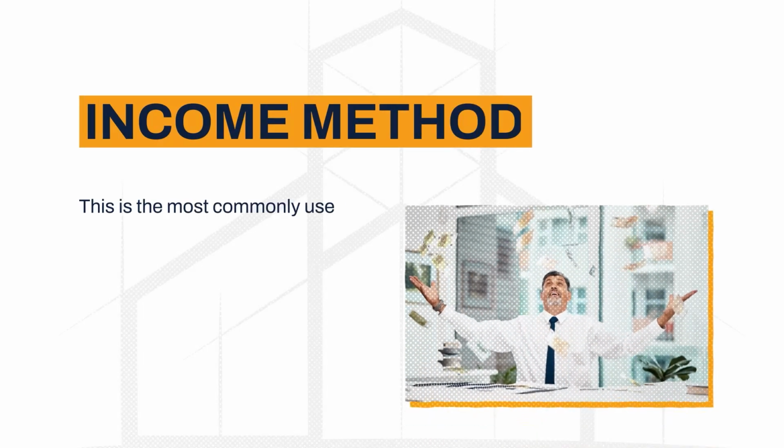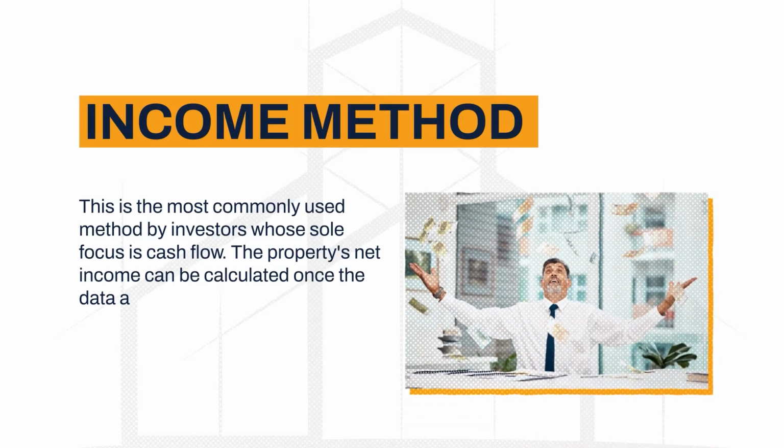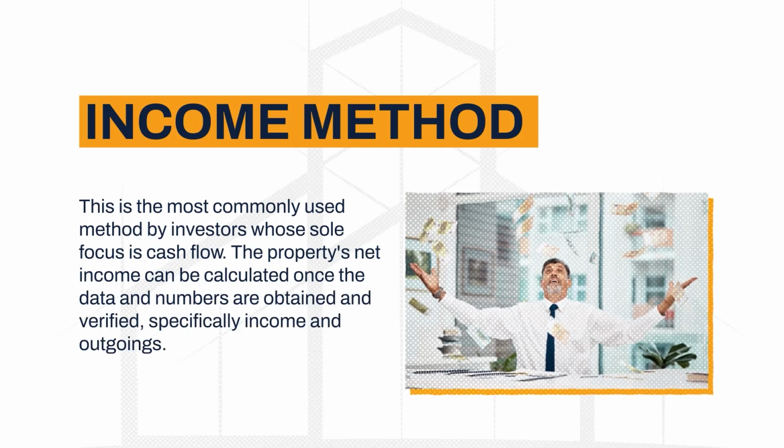Income method. This is the most commonly used method by investors whose sole focus is cash flow. The property's net income can be calculated once the data and numbers are obtained and verified, specifically income and outgoings. The cap rate can then be calculated and compared with the market. This will give the investor a good indication of the property's value, assuming the tenant is paying fair market rent.